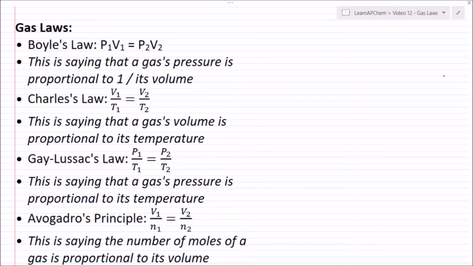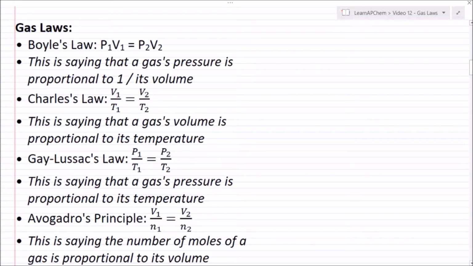Gay-Lussac's law says that P1 over T1 is equal to P2 over T2. So our pressure is proportional to our temperature. So here, volume is proportional to temperature, as is pressure.